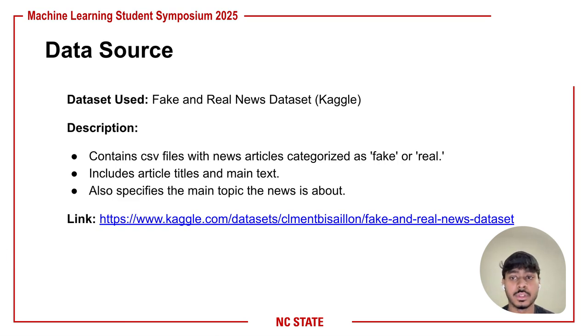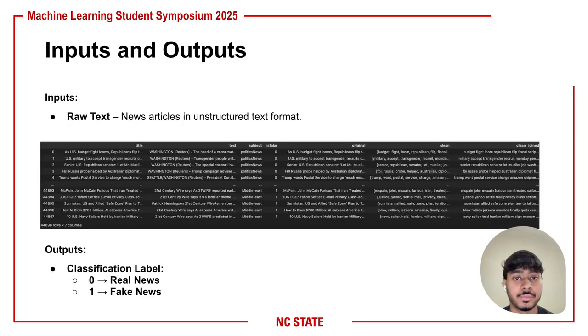For our data source, we used a dataset from Kaggle called the Fake and Real News dataset. It contains CSV files with news articles categorized as either real or fake, along with the article's title, main text, and topic classifications. This dataset allowed us to work with raw, unstructured text, which we then pre-process for our model.